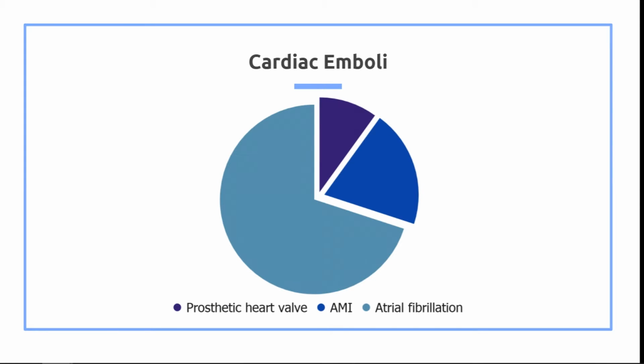Cardiac emboli are the most likely source, accounting for 80% of all emboli. Among the cardiac emboli, 70% are due to atrial fibrillation, 20% are due to acute myocardial infarction with left ventricular mural thrombus, whereas a smaller proportion are due to prosthetic heart valves if they are not receiving any anticoagulant therapy.